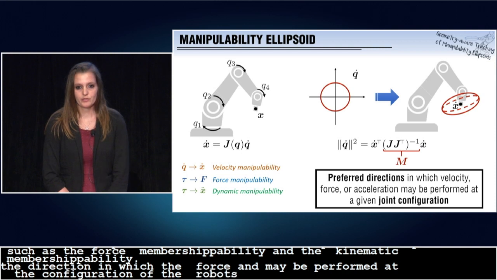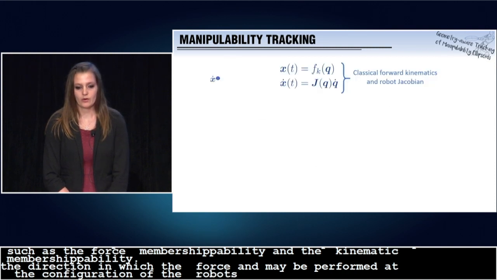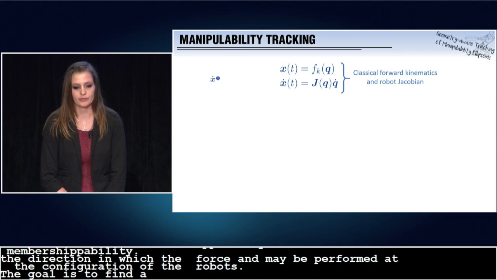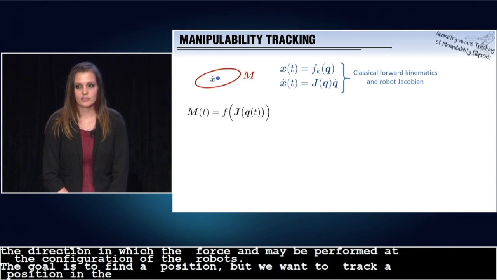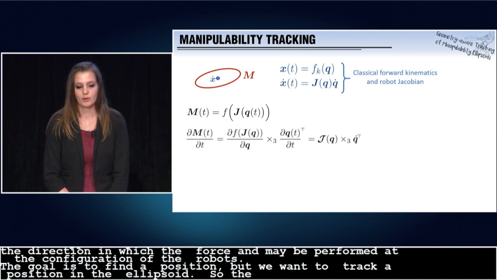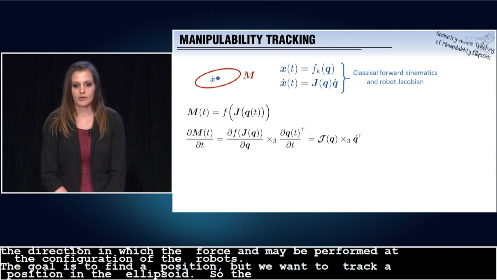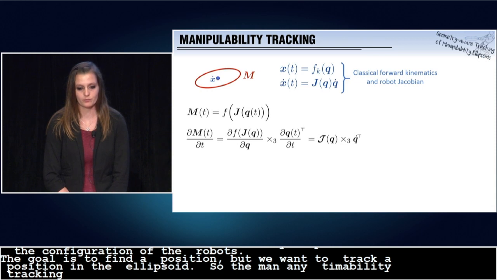So we took inspiration from the classical inverse kinematic problem, where the goal is to find a Cartesian position, but in our case, we want to track a desired manipulability ellipsoid. So the manipulability is function of the Jacobian, which itself is function of the joint position. By computing the time derivative of this formula, we can find the change of manipulability over time, which is given by the manipulability Jacobian multiplied by the joint velocity.